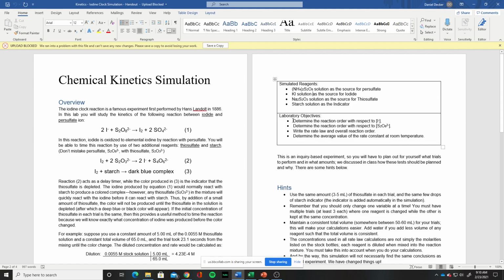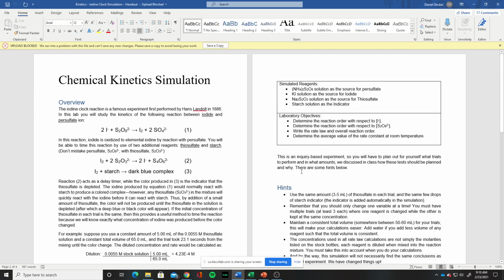So, what we're trying to find, this is our objectives here. We are trying to determine the reaction order with respect to iodide. We are trying to determine the reaction order with respect to persulfate. We are trying to write the rate law and the overall reaction order. And then we're trying to determine the rate constant at room temperature. So those are what we're trying to find.